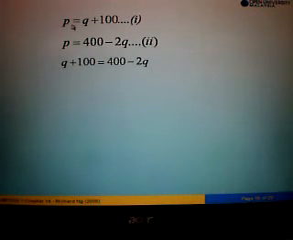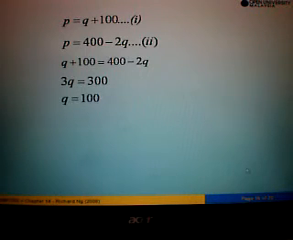So from here, since on the left hand side both values are P, the left hand side is the same, therefore the right hand side will be the same. So we have Q plus 100 equals 400 minus 2Q. So from here, shift negative 2Q to the left, 100 to the right, so we have Q plus 2Q equals 3Q, 400 minus 100 is 300, so the answer will be Q equals 100.